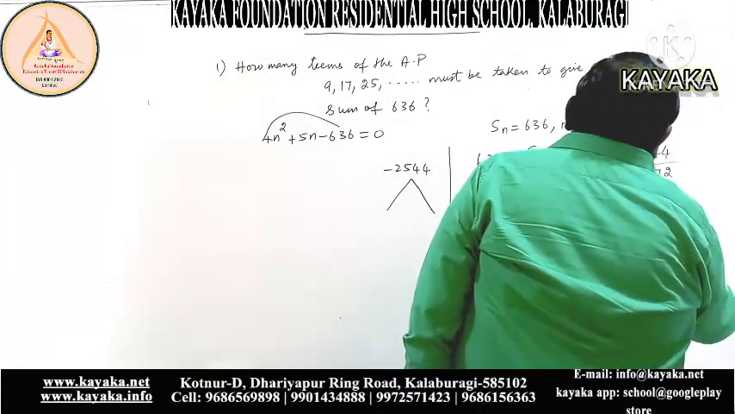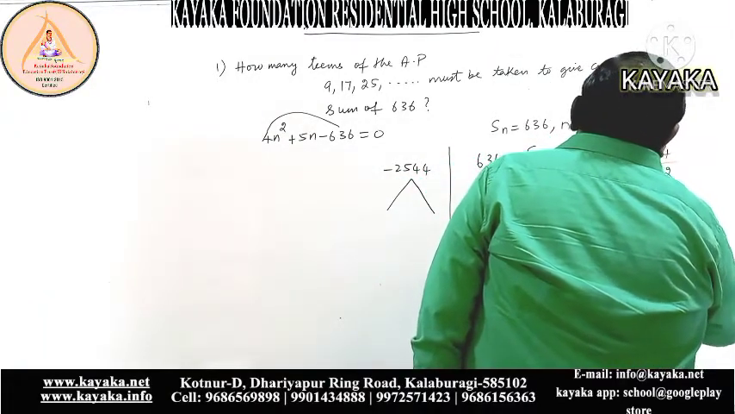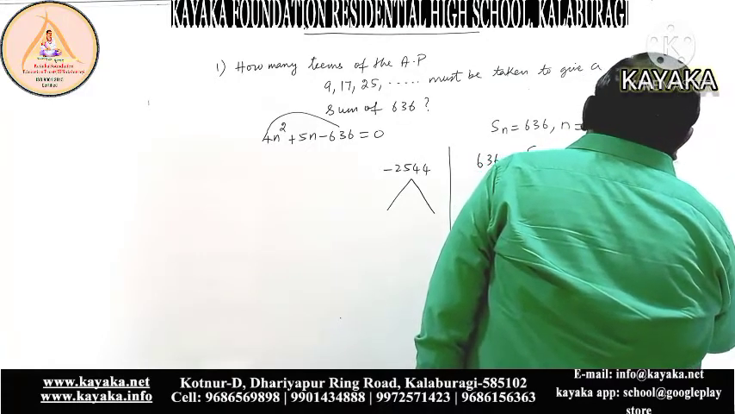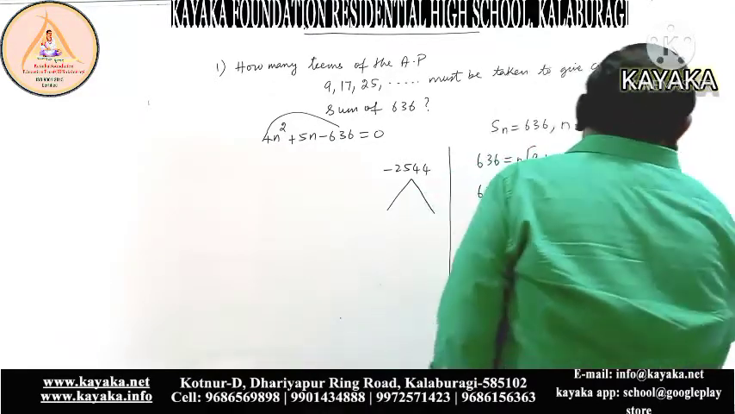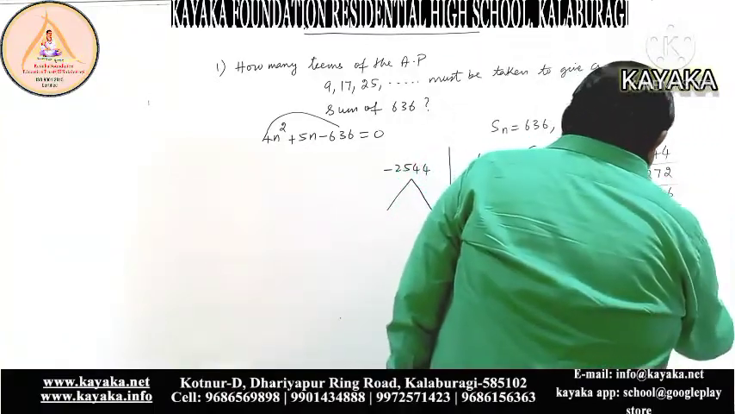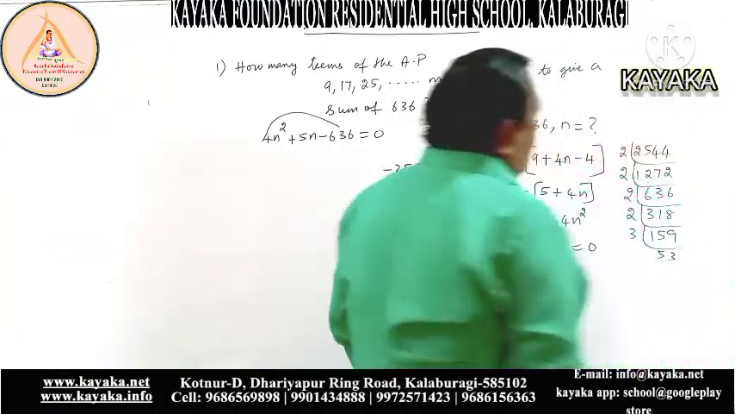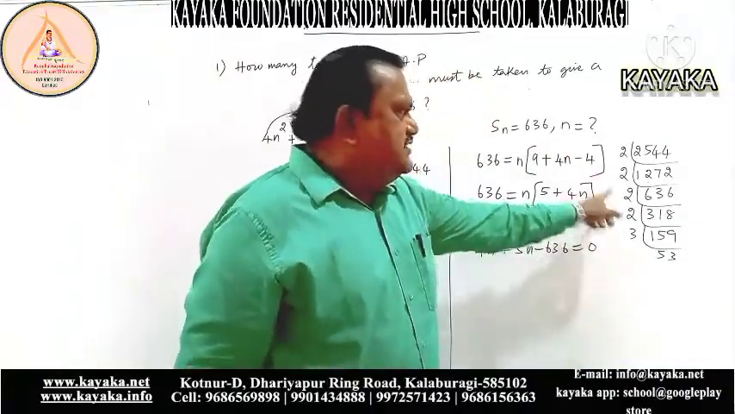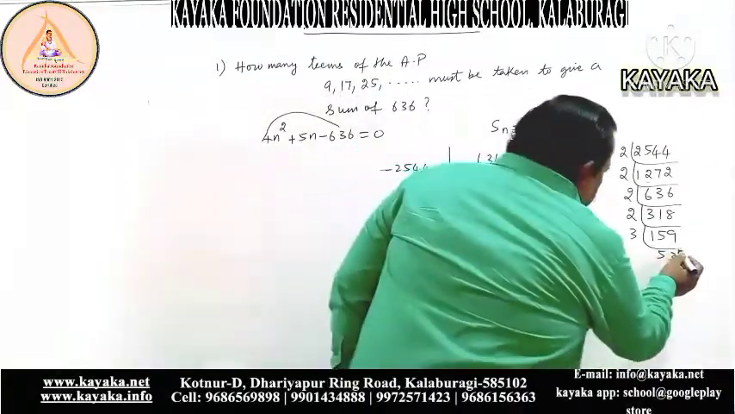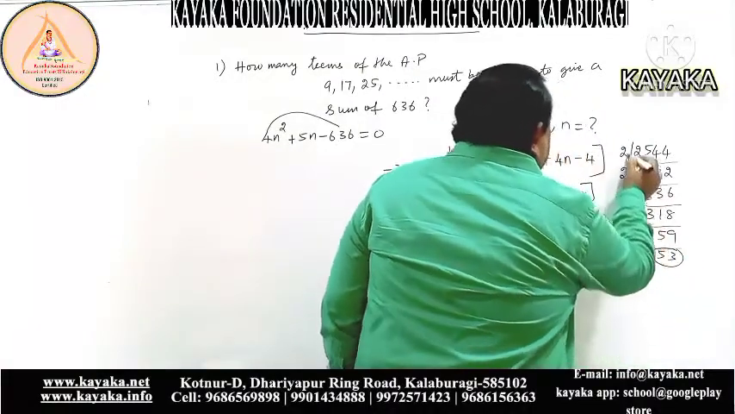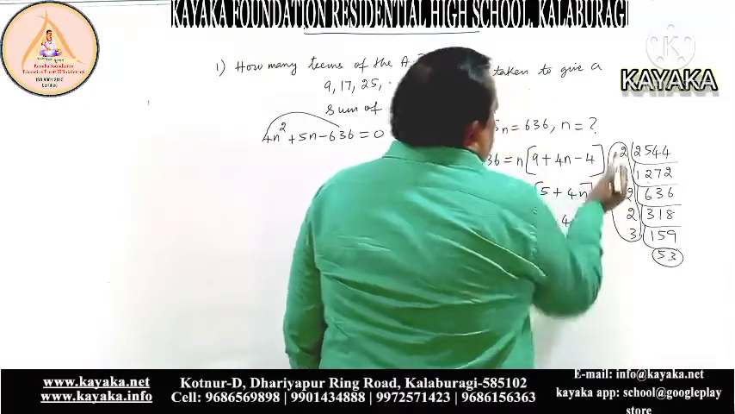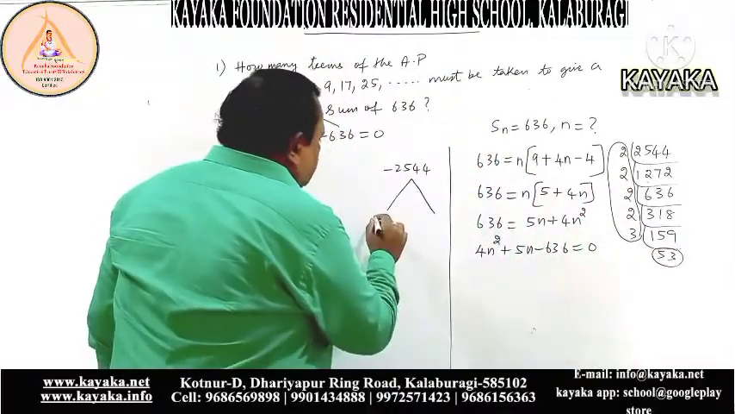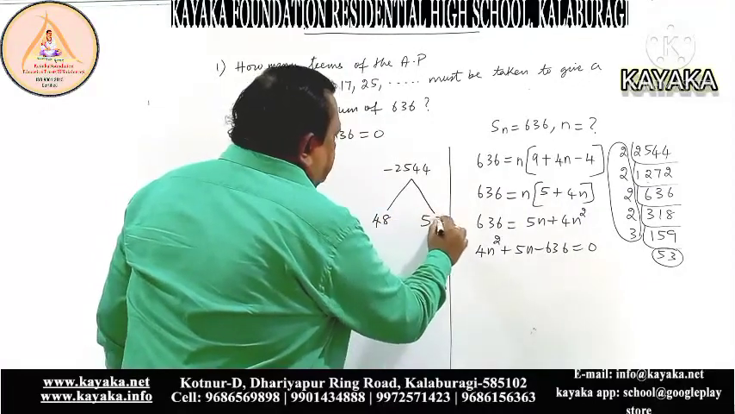Again you divide it by 2, you will get 318. Again divided by 2, you will get 159. Again divided by 3, you will get 53. Okay, dear children, you will get like this division. 53 is one factor, and you can combine all these numbers. 3 2s are 6, 6 2s are 12, 12 2s are 24, 24 2s are 48. Therefore, the factors you will get are 48 and 53.